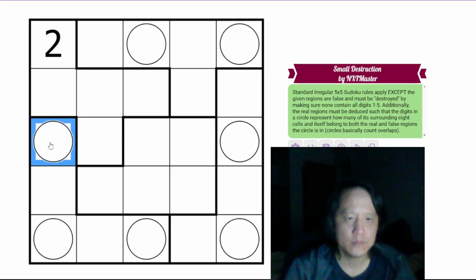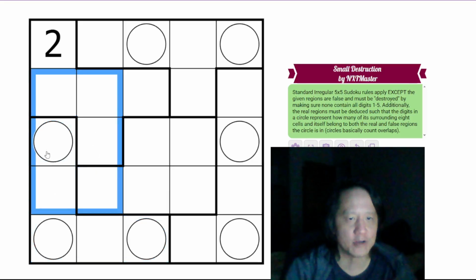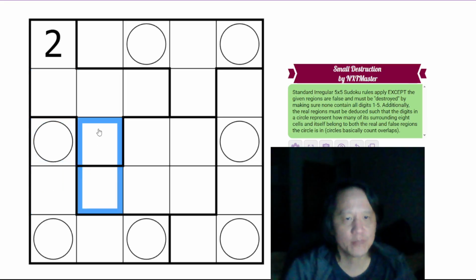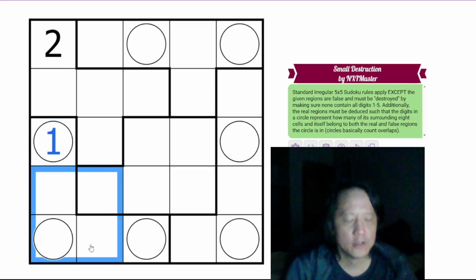Okay. So for each of the circles, there's a very limited amount of cells that can be in the real and the false region. For this cell, it's only 2 at most, right? Because this false region is here, and there's only 2 cells in the surrounding up to 9 cells, but really just 6 cells here that can be in both the real and the false region. So then this has to be a 1 because it can't be 2 because of the 2 in the column. So this is 1. This is up to 3. So this must have 3 cells that are in the same region. So this is definitely a border here.